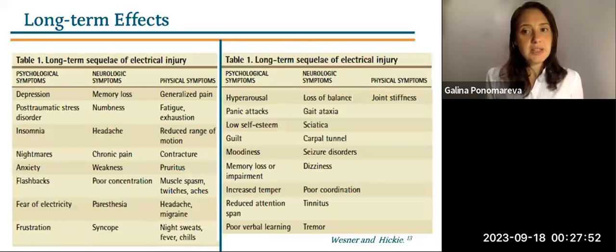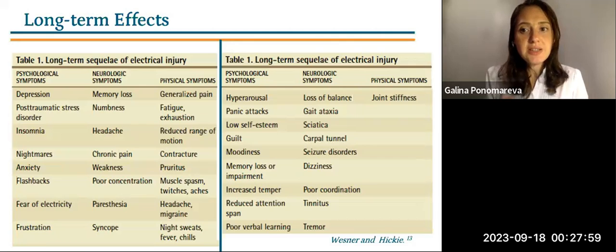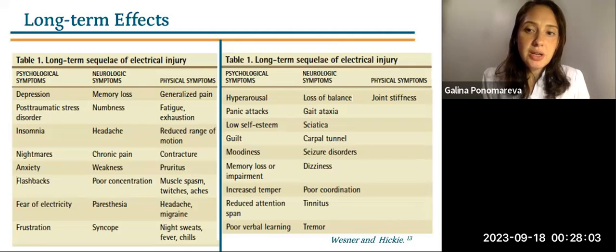And this is a table listing some of the common long-term sequelae assembled by Wessner and Hickey. It's important to consider these when faced with a patient who has been exposed to an electric injury, because they may be presenting with a perplexing pattern of injury.